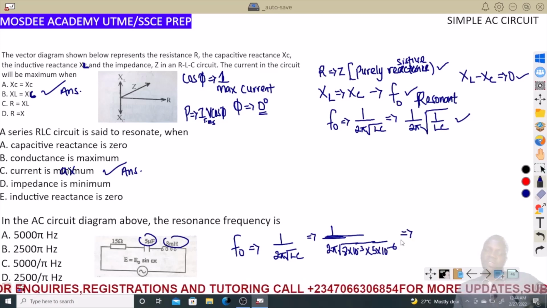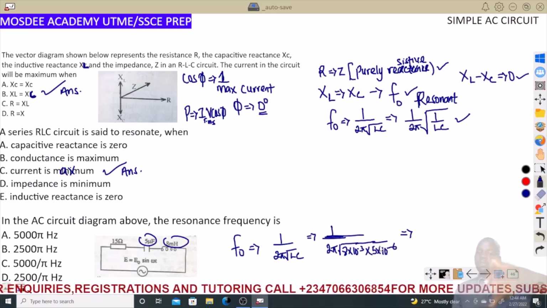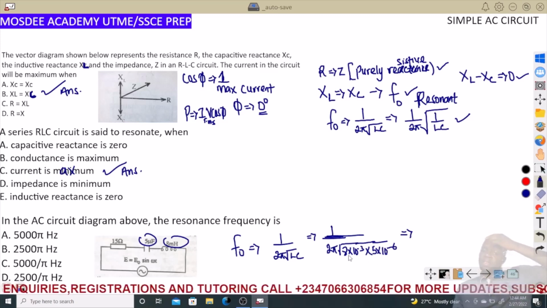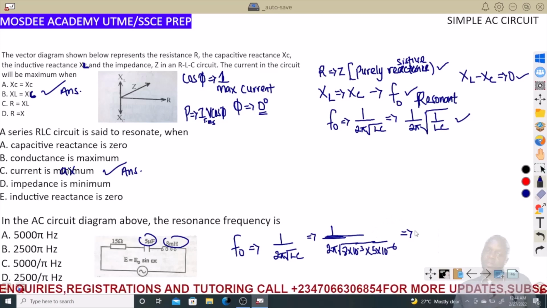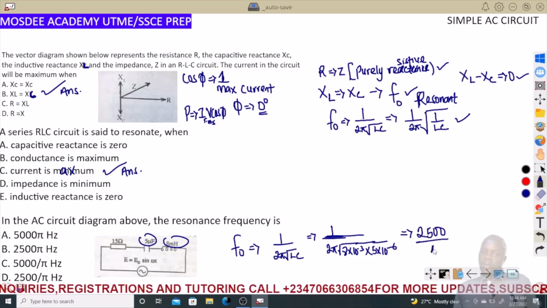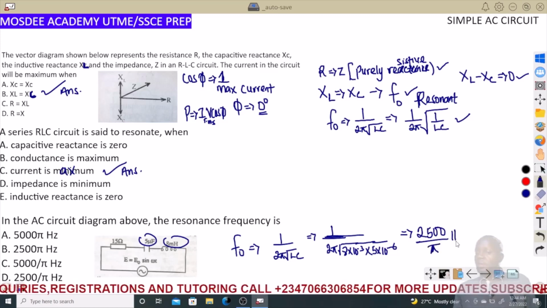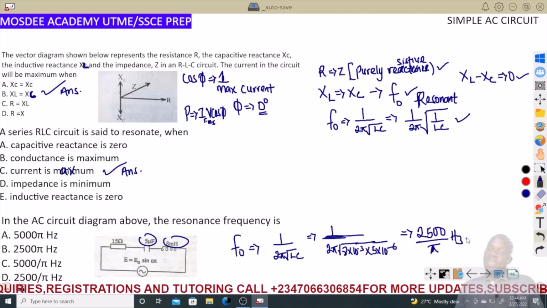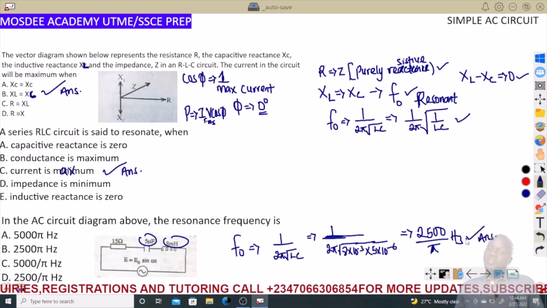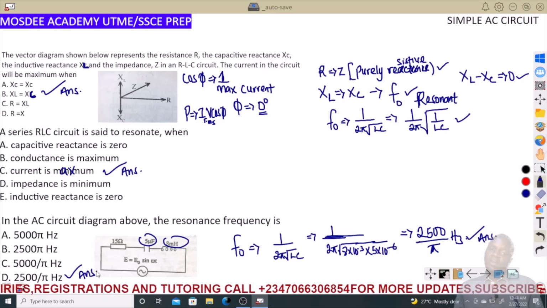On simplification, this should give me, you can try it on your own, 40 minus 9. That is 32. And this is about 2500 divided by pi. So you can try that, 2500 divided by pi. You can try that if I'm wrong, but I can't be wrong, especially when I'm using my shortcuts too. So that's the answer to this, and we move to the next one.